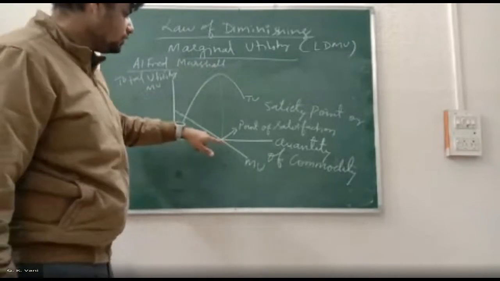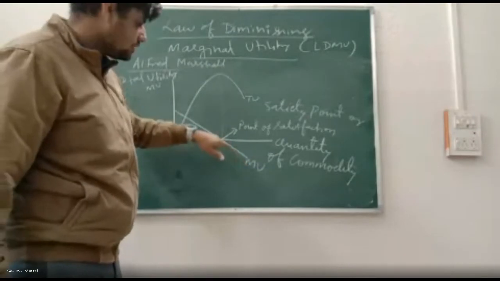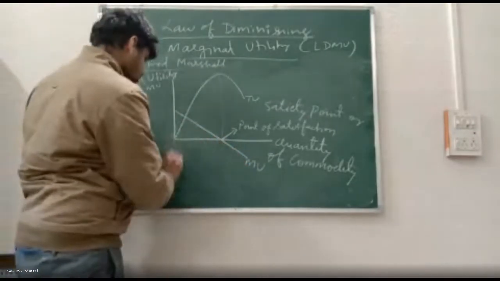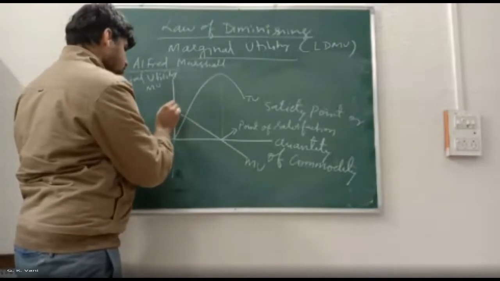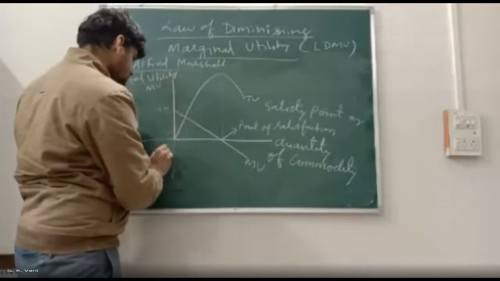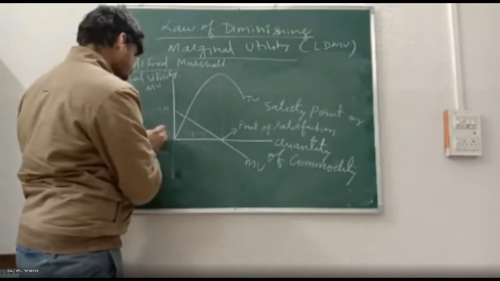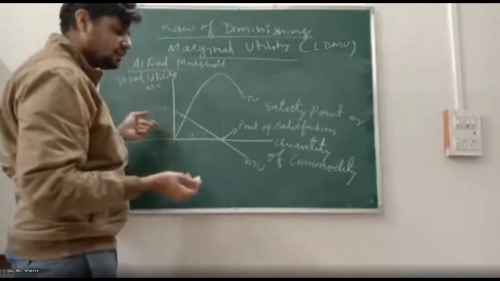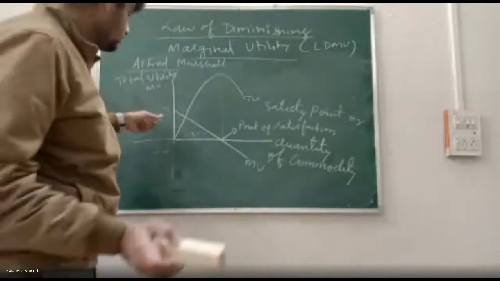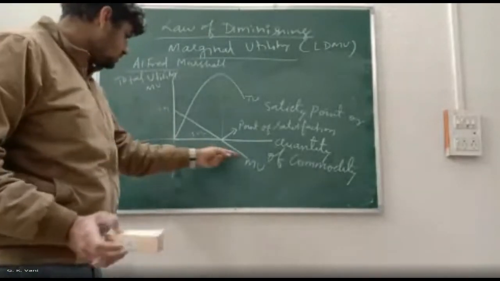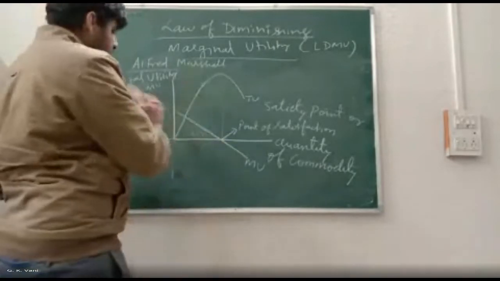Beyond this point, you won't consume because marginal utility is negative. So if you consider this is the positive total utility, this is negative. Again, this is positive amount of quantity, and there can never be negative quantity. Physical quantities can never be negative. So this is negative. This is negative. So this is all we know.